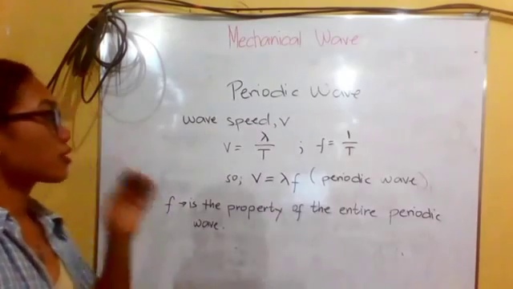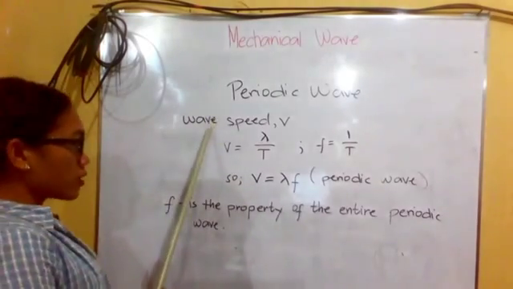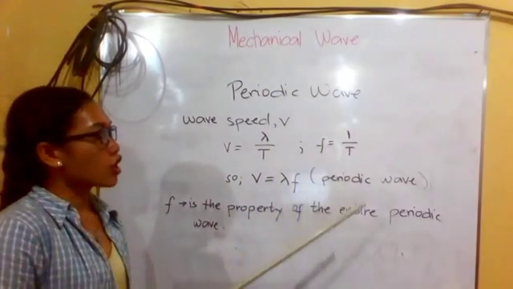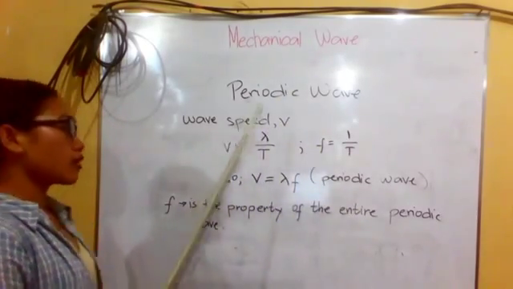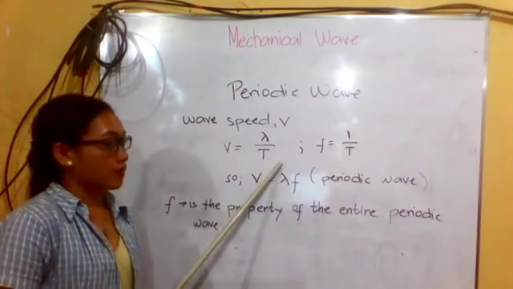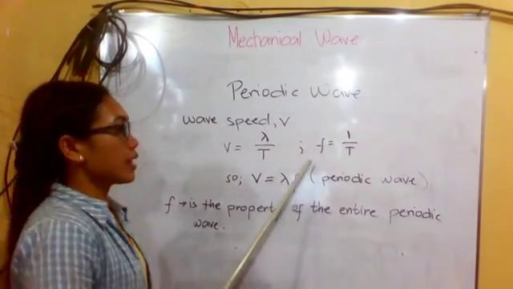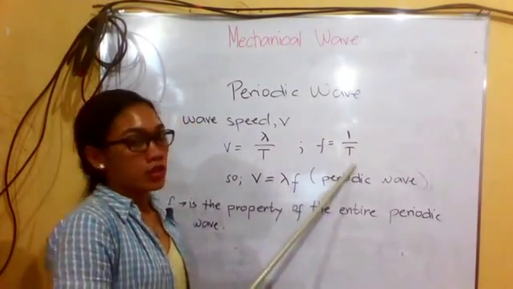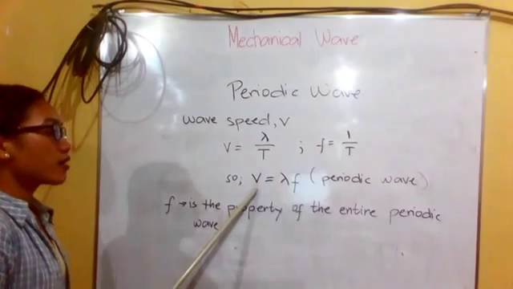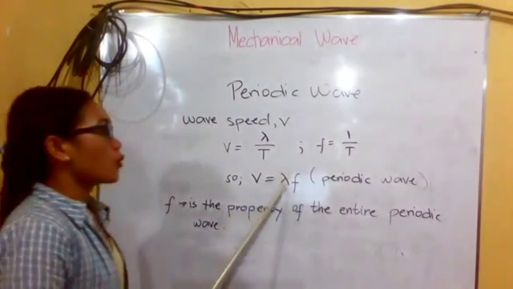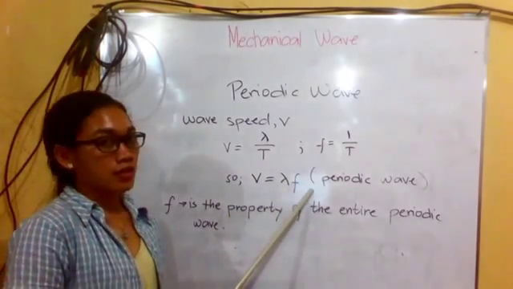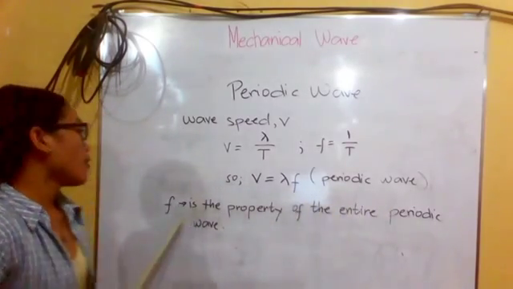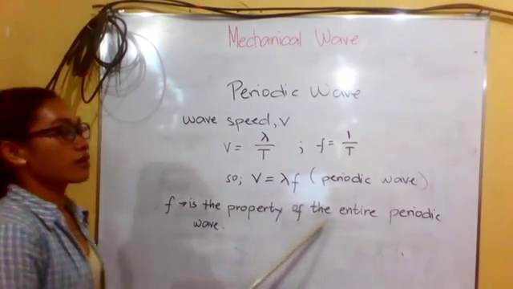Now we use the relationship between the wave speed, the wavelength, and the frequency. Wave speed is equal to wavelength over period. We learned previously that frequency is equal to 1 over period. So to rewrite, v, or wave speed, is equal to wavelength times frequency. And now this is our periodic wave. Frequency is the property of the entire periodic wave.